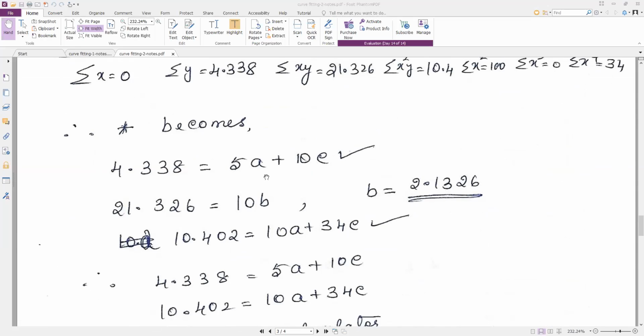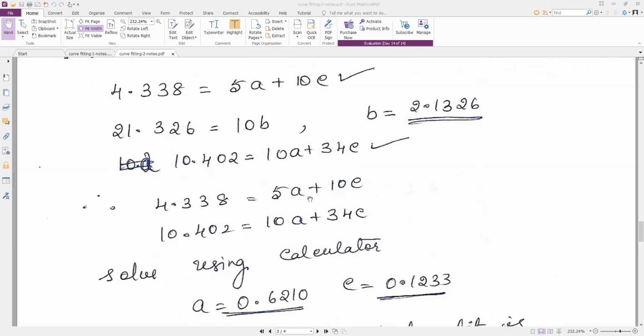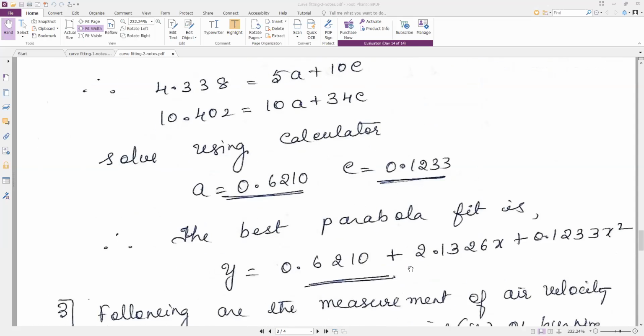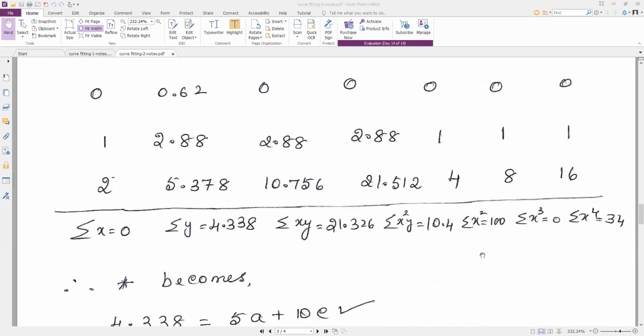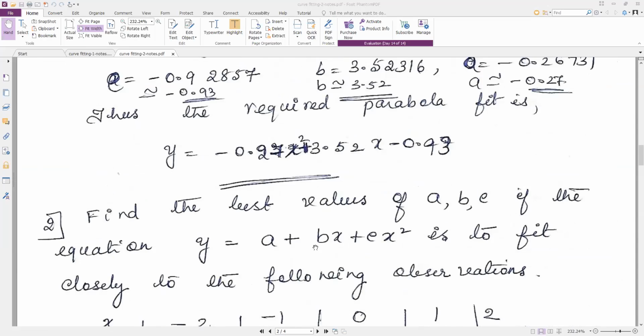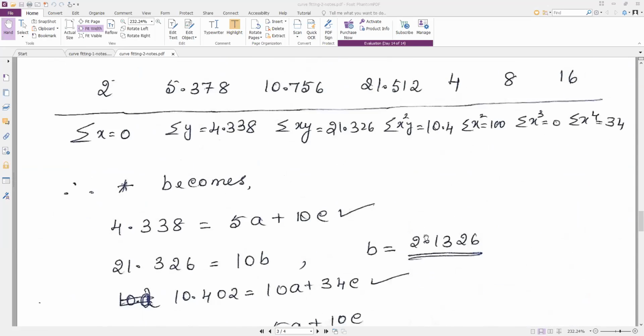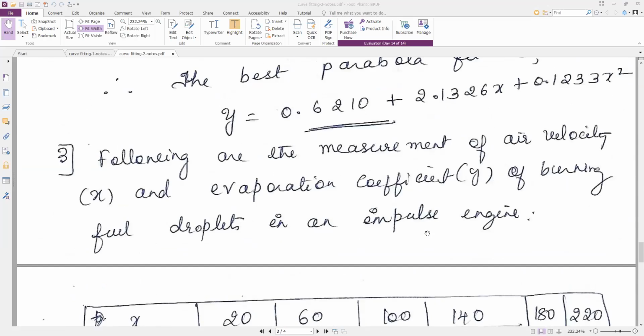Then the rest two values, how will you get? So this is one equation, this is another equation, two equations. So again take equation mode. And now how many unknowns are here? Two unknowns. So you need to get two unknowns. So substitute the values 5, 10, 4.338, then 10, 34, 10.402. You will get A and C values. So the best parabola fit is y equal to A. They have given, see here, y equal to a plus bx plus cx square. So this is the best fit for the given parabola.